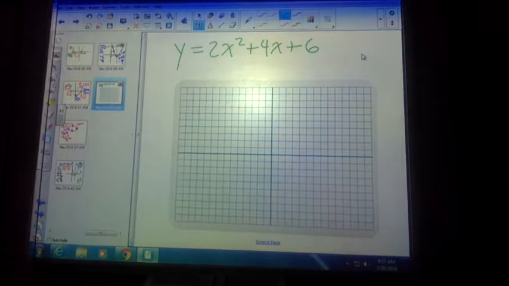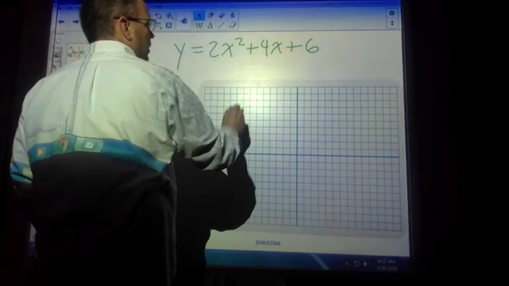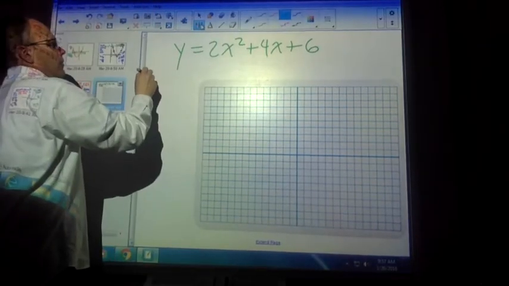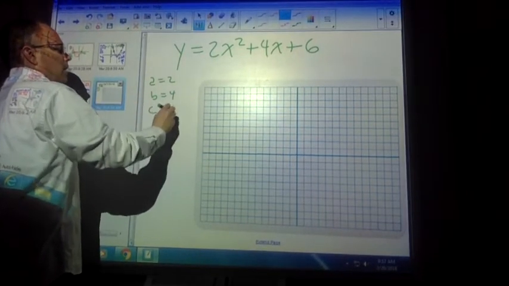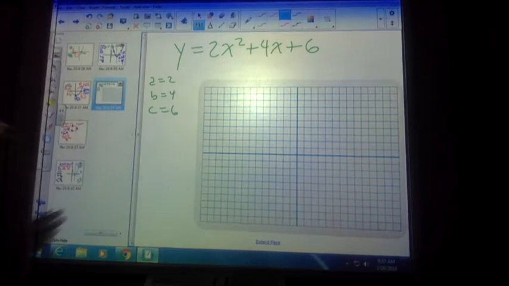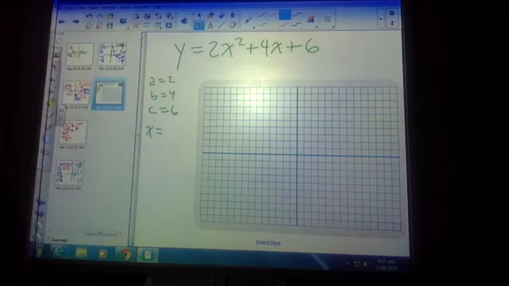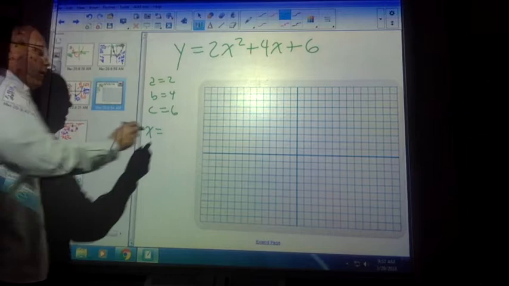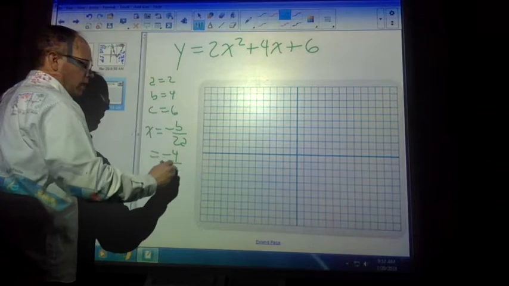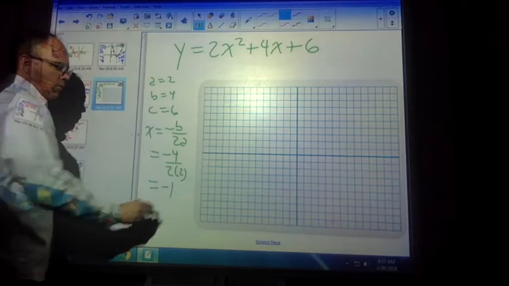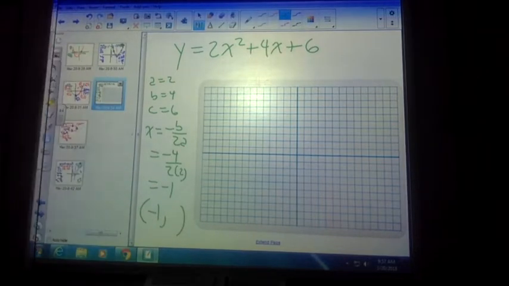All right. Ready? Move over a smidge. Hey, what's my A value? 2. B value. C value. Okay. Now we're not using the C value yet, but we will. I just want you to be good at it. And the equation that finds the x component of the vertex as well as the axis of symmetry is what? Negative b over 2a. Still with me? All right, let's plug our values in. So I get negative 4 over 2 times 2, which gives me negative 1. Do you agree? So my vertex is at negative 1 comma something.